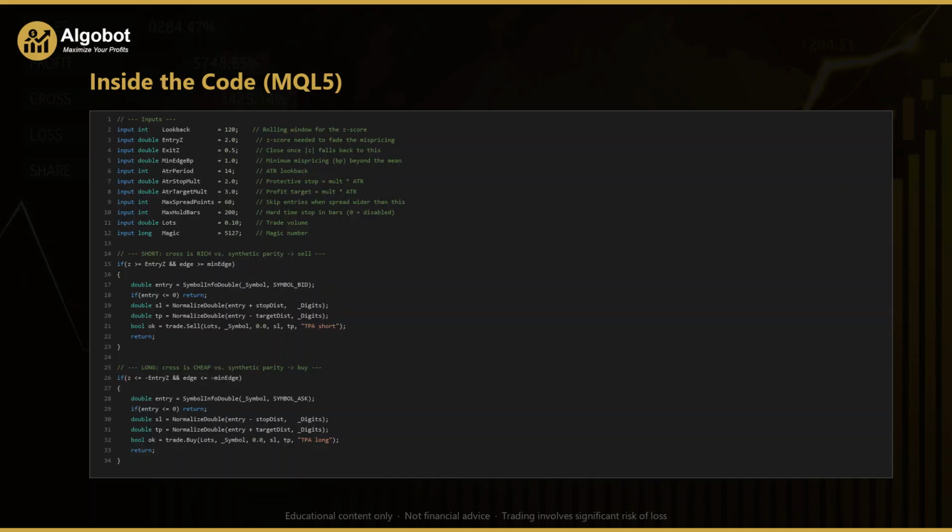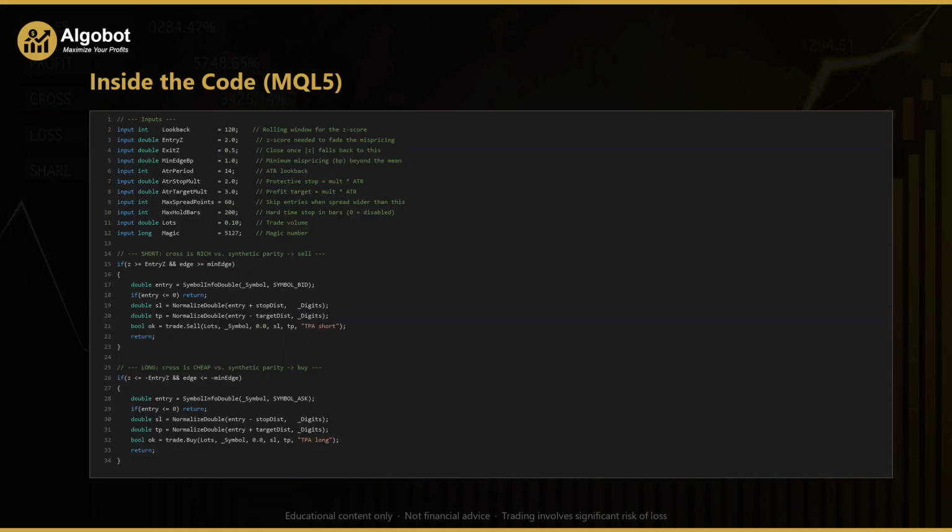There's also a maximum spread filter, a maximum hold in bars, the trade volume, and a magic number that tags the EA zone positions. Below the inputs are the two signal blocks. The short block reads, if Z is greater than or equal to EntryZ, and edge is greater than or equal to the minimum edge, then the cross is rich versus parity. The code takes the current bid price, sets the stop loss a stop distance above entry, sets the take profit a target distance below entry, and calls trade.sell.